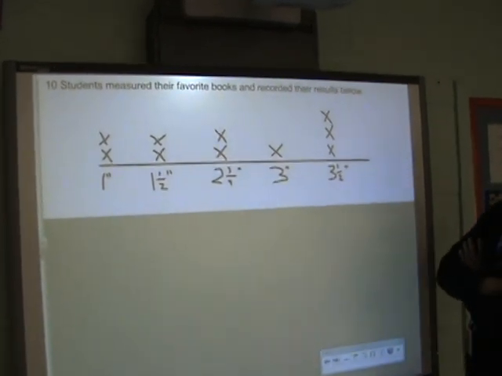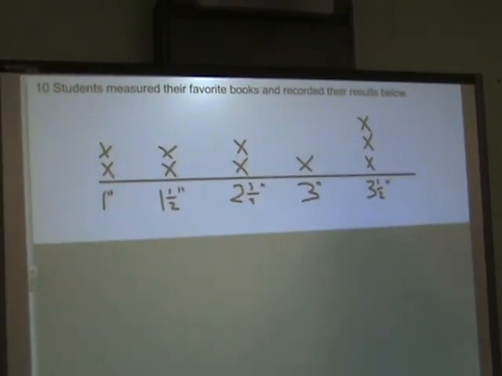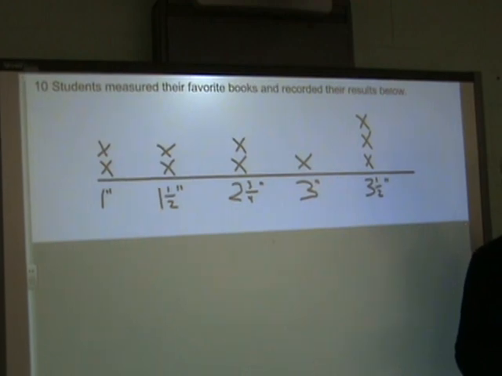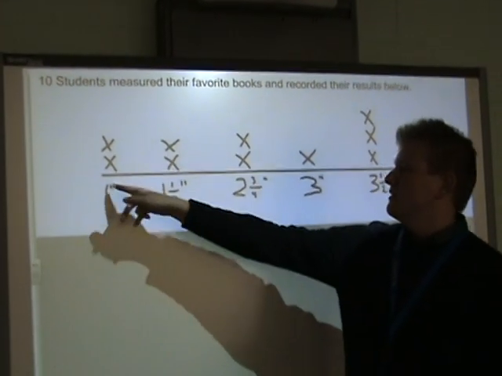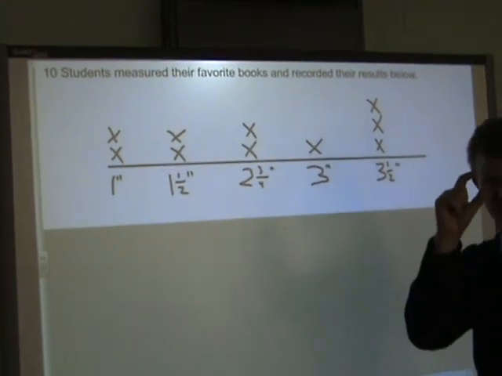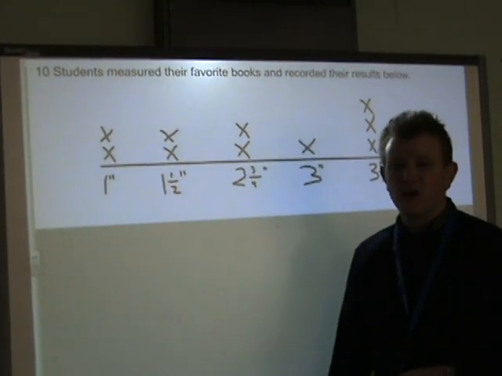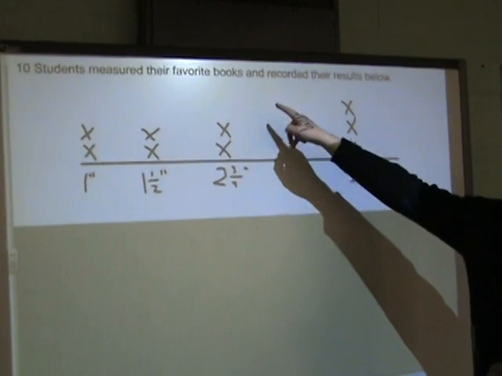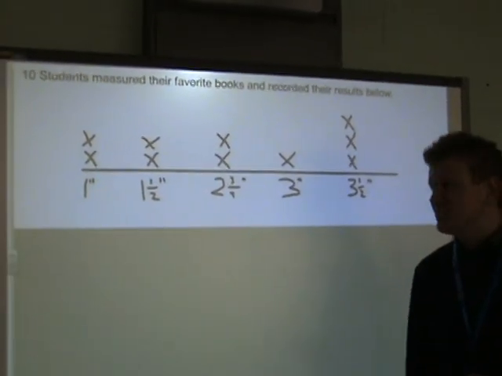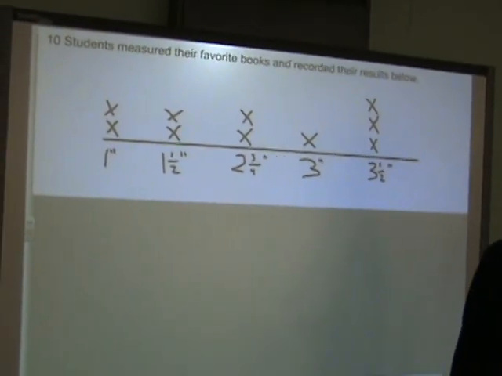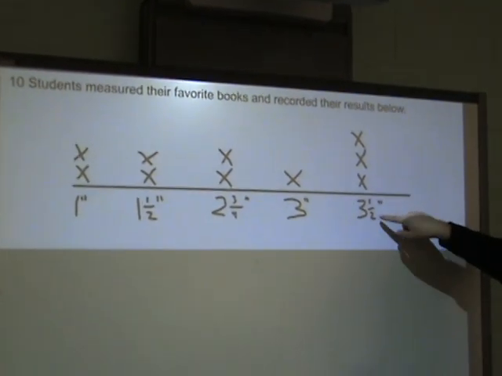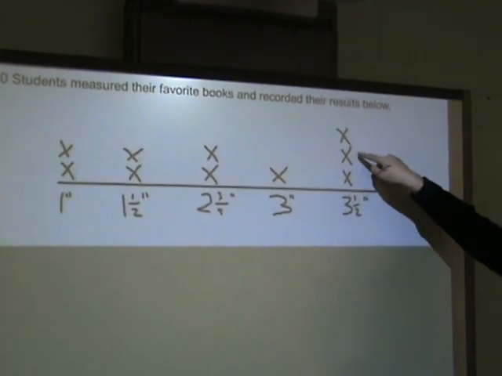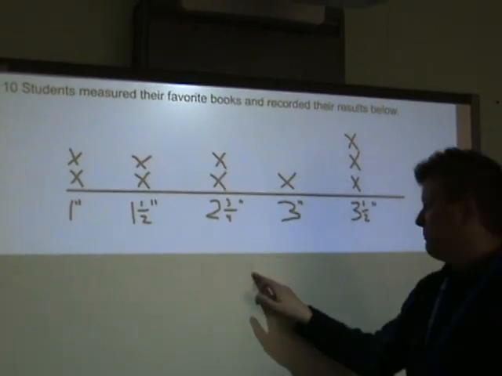10 students measured their favorite books. They recorded their results below. Check it out. 2 students said their favorite book was 1 inch thick. 2 more students said 1.5 inches thick. 2 more students said 2 3/4 inches thick. 1 kid likes a 3-inch book. And then check this out. Big book readers here, right? 3.5 inches thick. 1, 2, 3 kids like really thick books.